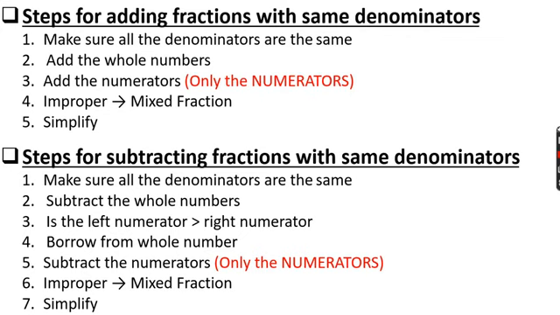Now, for subtracting fractions with same denominators, step 1, make sure all the denominators are the same. Step 2, subtract the whole numbers. Step 3, is the left numerator bigger than the right numerator? If not, go to step 4, borrow from the whole number. Step 5, subtract the numerators. Remember, only the numerators. Step 6, if you end up with an improper fraction, you need to change this to a mixed fraction. Step 7, simplify your answer.